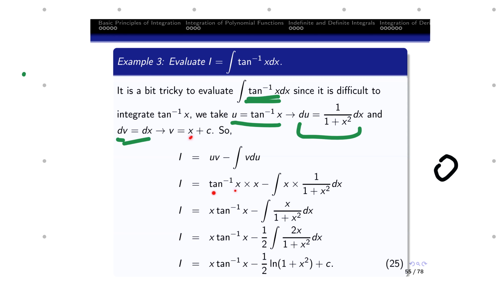Then minus the integral of v, which is again x, times du, which is 1 over 1 plus x squared dx. Now, we can tidy up. So you have x arctan of x minus the integral of x times 1 over 1 plus x squared, so x over 1 plus x squared dx. And then you remember that this part is looking like that tan part, where we have to say x is equal to tan, that's for trigonometric substitution.